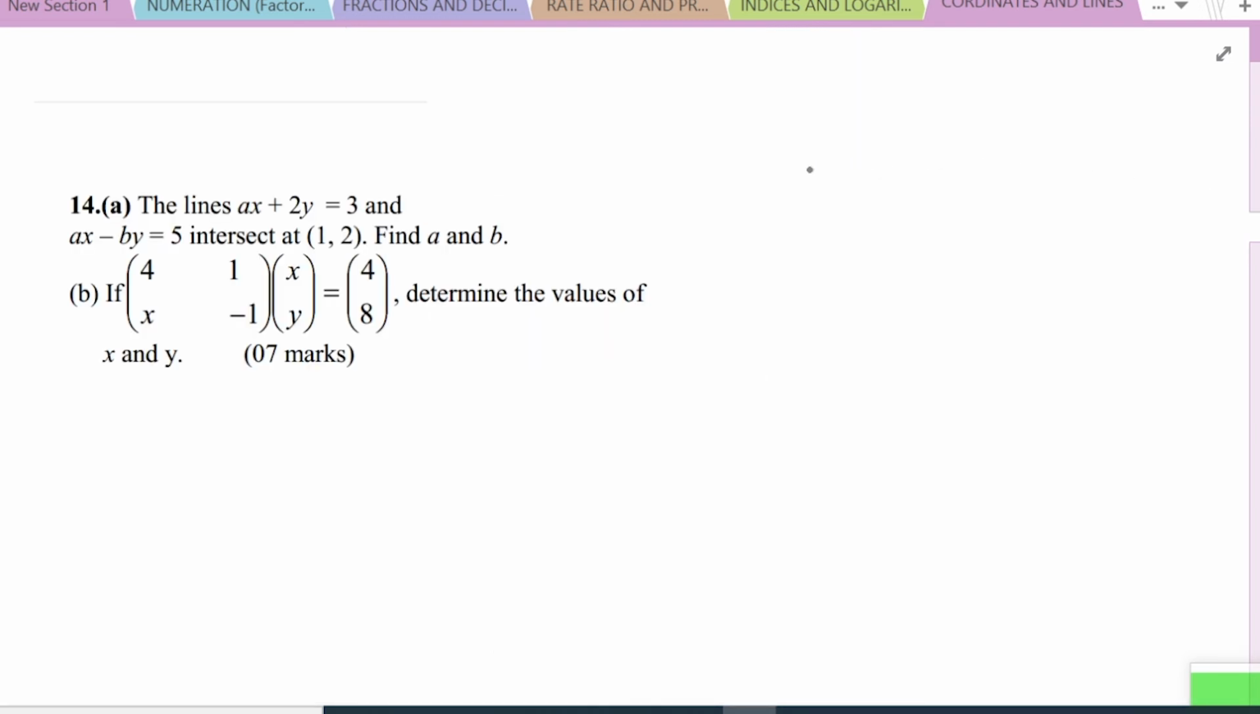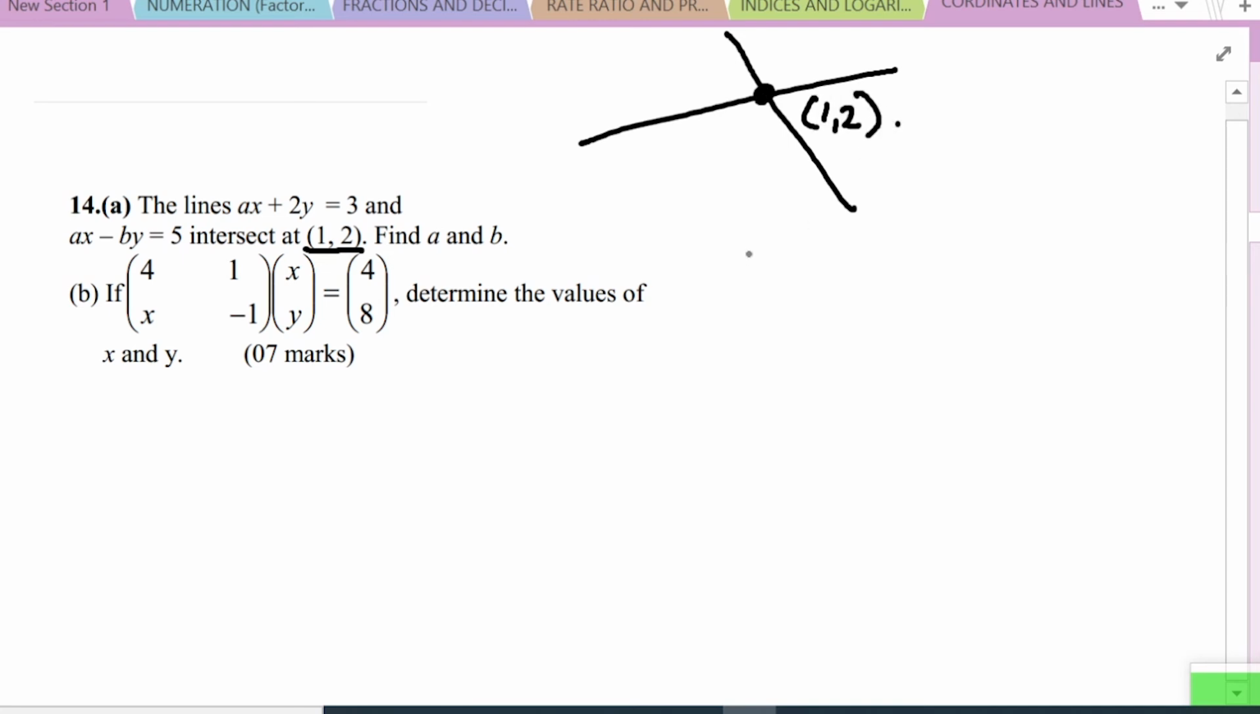Moving on, we have the lines ax + 2y = 3 and ax - by = 5, and these two lines intersect at (1, 2). Find a and b. Now if these lines are intersecting at point (1, 2), it means that the values of x and the values of y for these two lines agree. Both lines agree at that point (1, 2). So it means when the value of x is 1 and the value of y is 2, both equations agree.